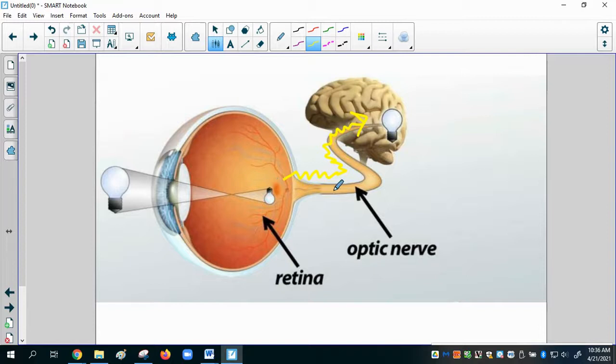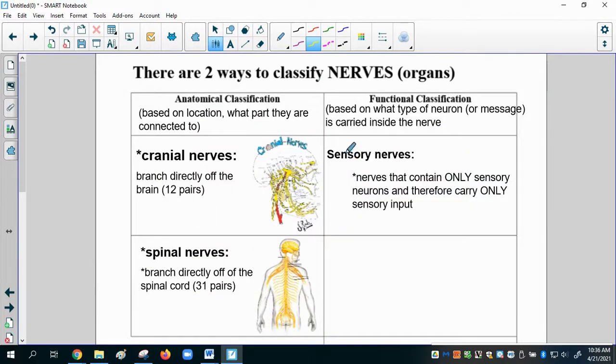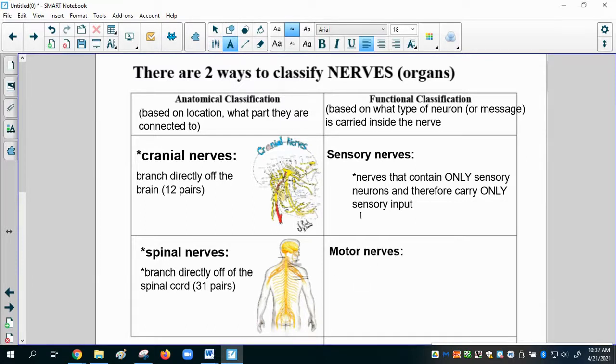So this is a one-way street, if you want to think about it this way. And that's called a sensory nerve because it only carries sensory information in. No information ever goes back the other way because the type of neuron that's in there won't allow it. So some of our nerves are classified as sensory nerves. Maybe you can guess what the opposite of a sensory nerve is. The opposite of a sensory nerve is a motor nerve.